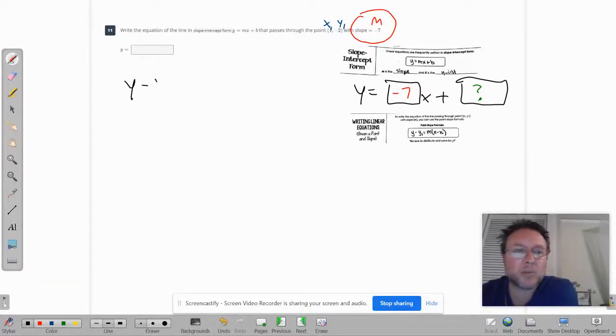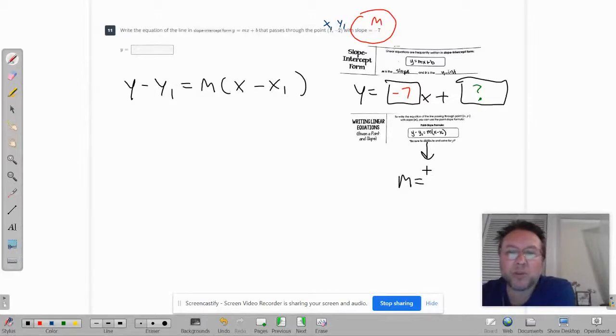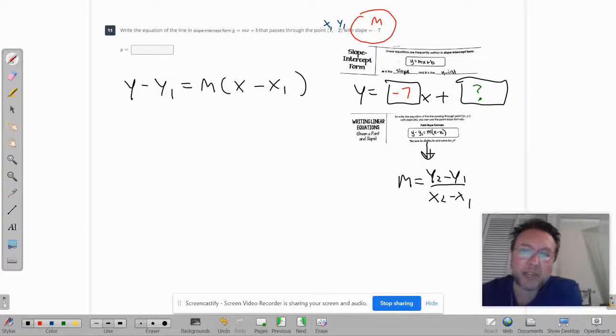So I'm going to say y minus y1 equals m times x minus x1. And by the way, where this comes from is that we know the formula for slope is y2 minus y1 over x2 minus x1. So if we just rearrange this, which basically means multiplying both sides by the denominator, we end up with that. So it's not magic. It comes from somewhere, and that's where it comes from.